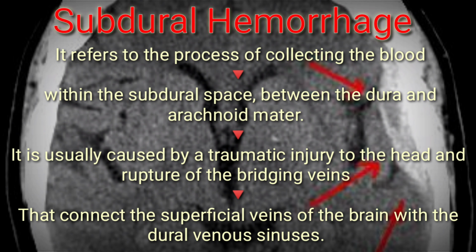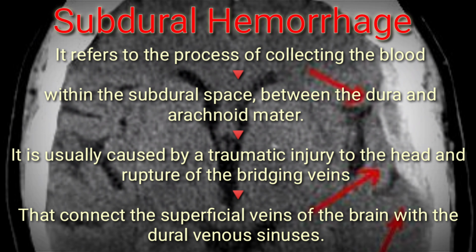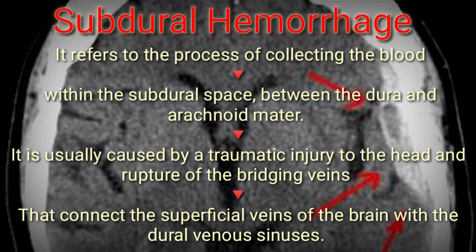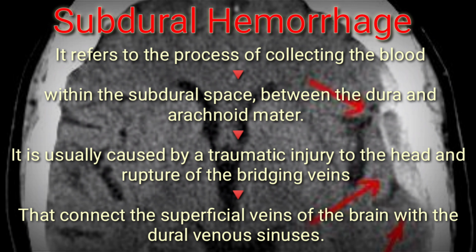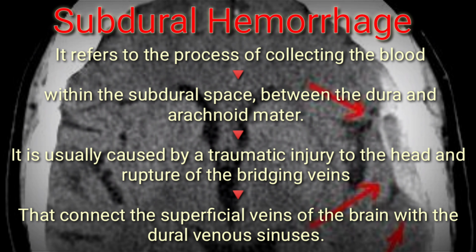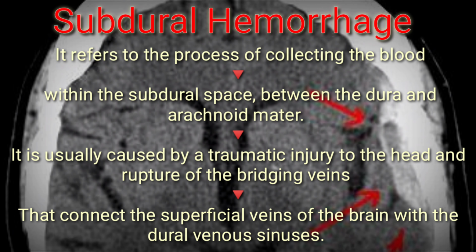The next one, we have subdural bleeding. The subdural hemorrhage refers to the process of collecting blood within the subdural space between the dura and arachnoid mater. It is usually caused by a traumatic injury to the head and rupture of the bridging veins that connect the superficial veins of the brain with the dural venous sinuses.